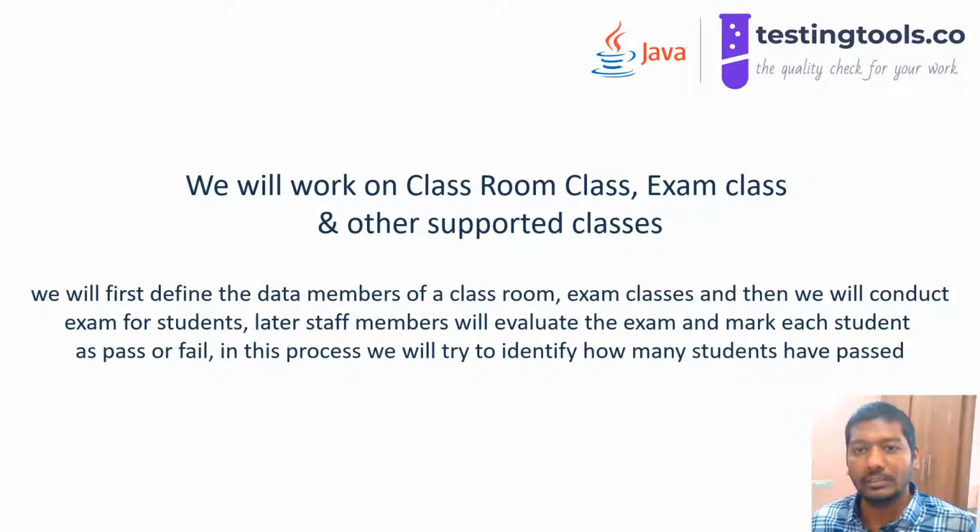So how are we going to explain the entire concept of conditions and looping? We will be working on something called a classroom class, an exam class, and other supporting classes like student or a staff member. Then we will try to mimic the scenario where a particular class is taking an exam and a staff member is invigilating the class. Finally, once the exams are over, the staff member will correct the papers and assign marks, and once marks are assigned to each student, we will decide who has passed and who has failed. While we are evaluating this, we will also find out how many students have passed in an exam. Okay, so now let's jump into Eclipse.